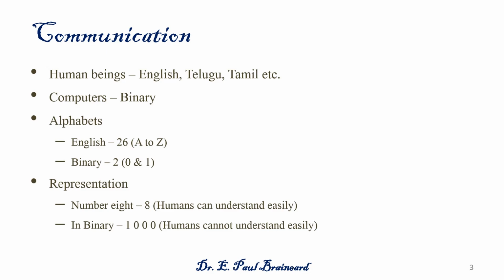We represent decimal number 8 with the single digit 8. Humans can understand easily. Then how is decimal number 8 represented in binary? It is represented as 1000. Humans cannot easily understand this. Then what do these zeros and ones represent?